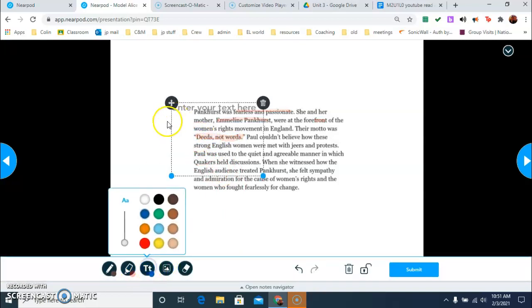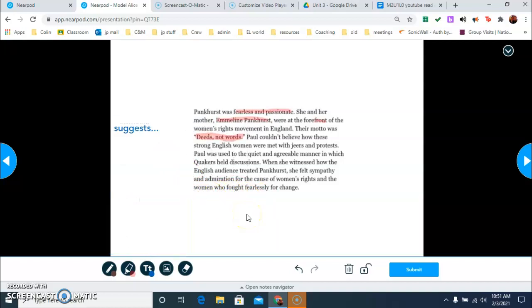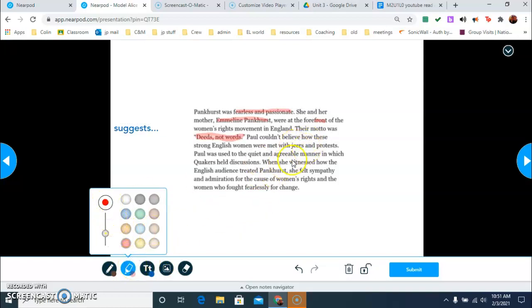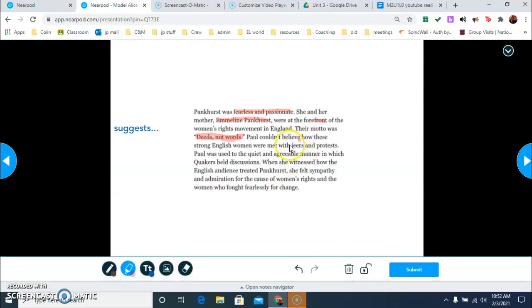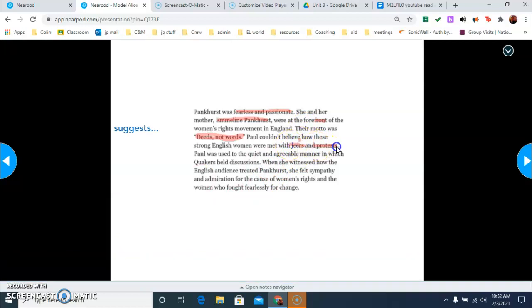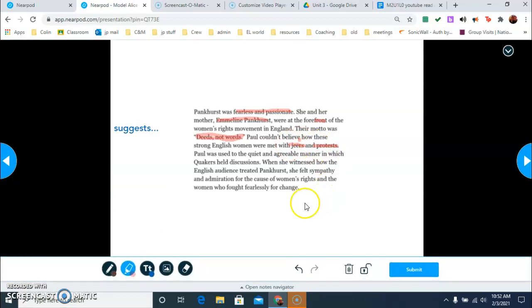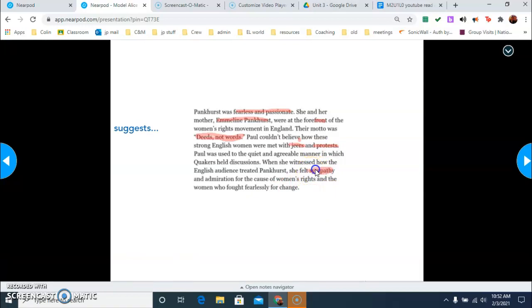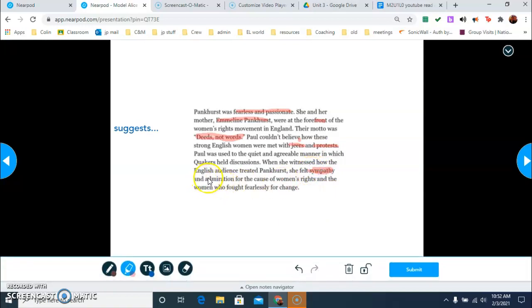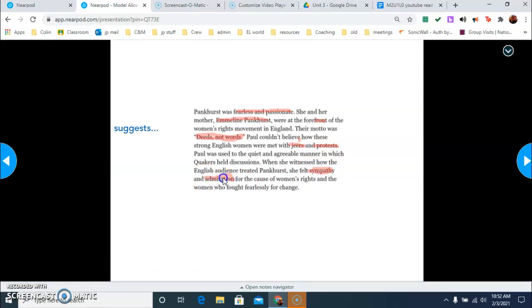What does that tell you? Deeds, not words. Suggests what? What sort of tactics are they looking in? Paul couldn't believe how these strong English women were met with jeers, which is like mocking. Jeers are mocking. And protests. Paul was used to the quiet, agreeable manner in which Quakers held discussions. When she witnessed how the English audience treated Pankhurst, she felt sympathy and admiration for the cause of women's rights and the women who fought fearlessly for that change.